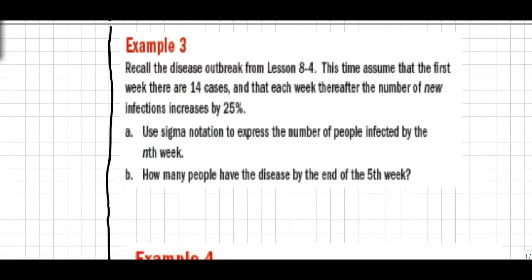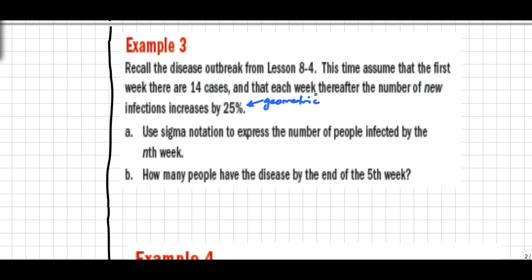Let's do a couple word problems. Recall the disease outbreak from lesson 8.4. We did that in the video. This time, assume that the first week there are 14 cases, and each week thereafter the number of new cases increases by 25%. The presence of the percent automatically indicates that this is geometric in nature.